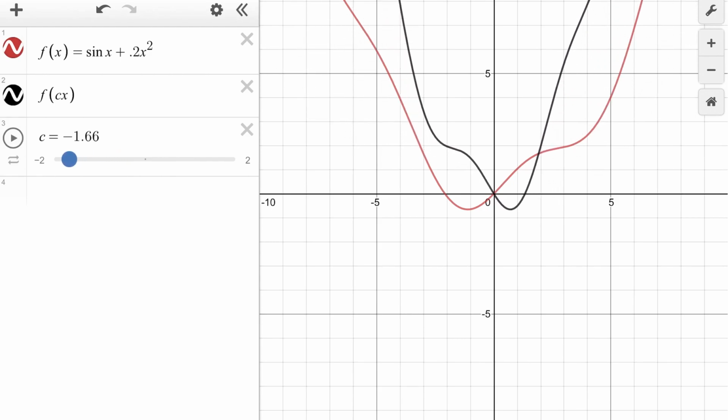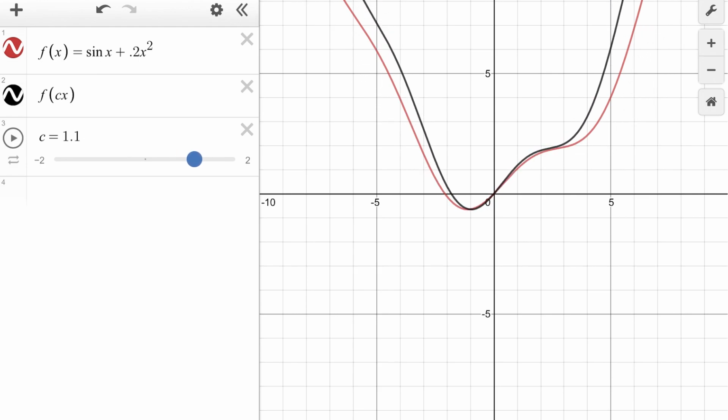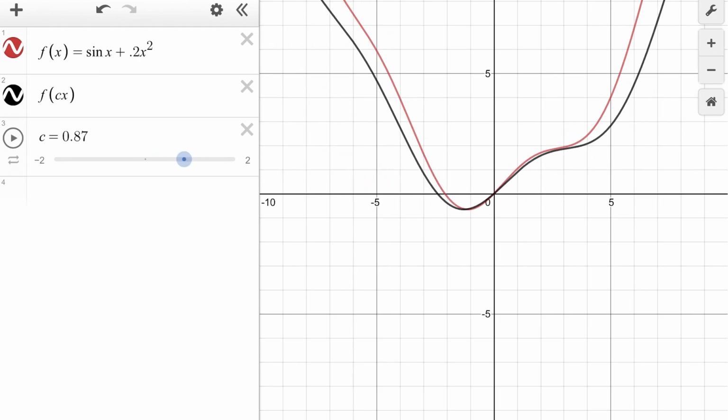So I encourage you to use the Desmos technology as you're working through these transformations to really work on building proper understandings regarding transformations and how to accomplish them.